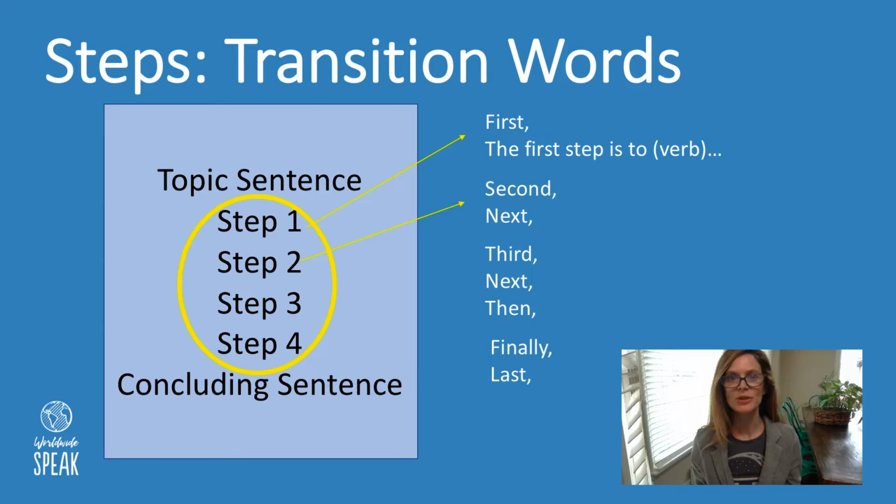For the second step, we can use second or next. For the third step, we can use third, next, or then. If you used next for your second step, make sure not to use next for the third step. You don't want to use the same transition word 2 times in a row because that is confusing. And for the fourth step, we can use finally or last.